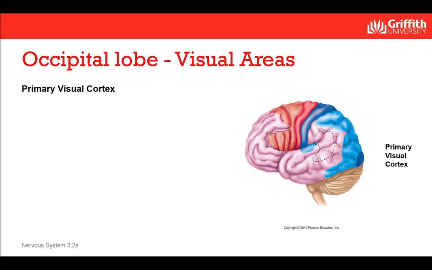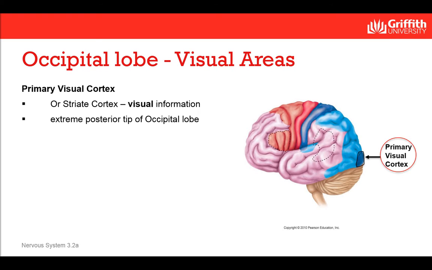The primary visual cortex is also known as the striate cortex. It is found in the extreme posterior tip of the occipital lobe. This region receives visual information that originates on the retina of the eye, which creates a contralateral map of visual space on the primary visual cortex, similar to the body map of the somatosensory cortex.